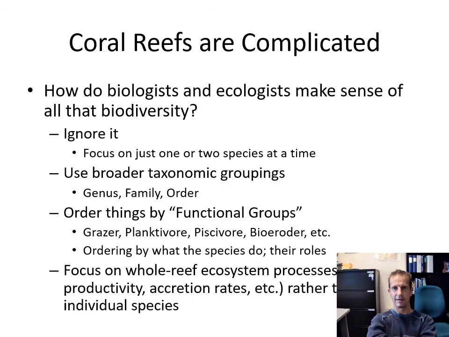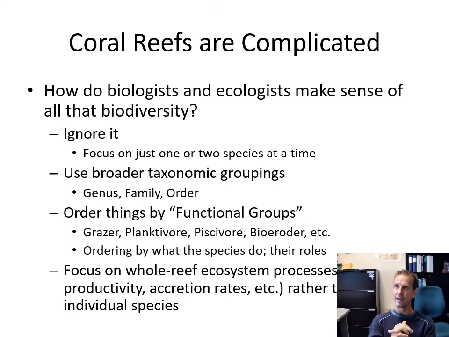There are multiple ways that we deal with that. One way is to ignore it: block out most of the diversity around you and focus on one particular species. You can't study every species on the reef in a week, so you pick your favorite one, the most interesting one, or the one you think is most important for the reef, and you just study that thing. That works. That's doable. Another thing is, instead of studying each species individually, you can group them into broader taxonomic groupings like genus, family, or order.